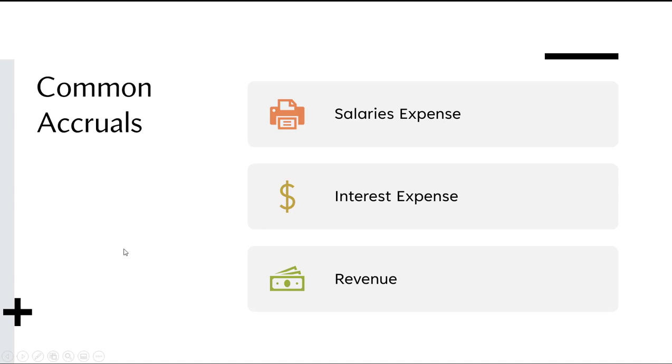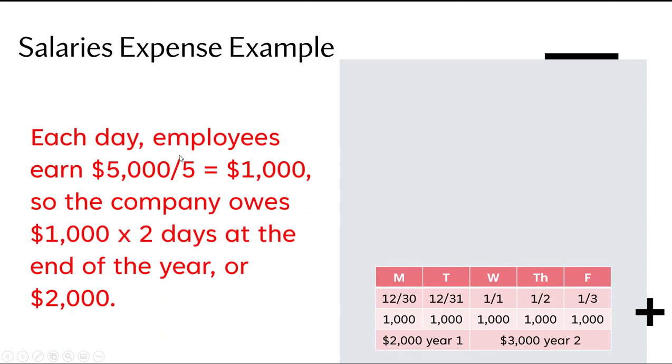Now let's take a look at some common accruals. We're going to look at salaries expense, interest expense, and accrued revenue. All right, remember I said salaries expense. Almost every company is going to have accrued salaries at the end of the year. So let's look at this company. They pay their employees every Friday $5,000 a week for working Monday through Friday, but the year ends on a Tuesday. All right, so what happens?